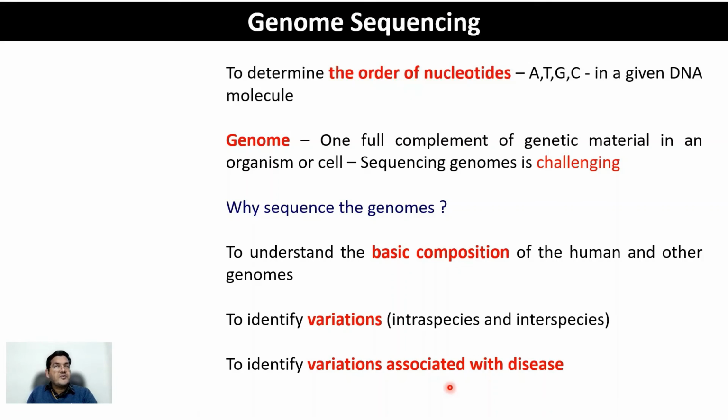So not all variations are associated with disease. We are specifically interested in identifying mutations that render people susceptible to diseases. And once you are able to identify these positions where mutations can result in susceptibility to a disease, you could go for genetic engineering solutions for the problem, right? So these are some of the reasons why we are interested in genome sequencing.